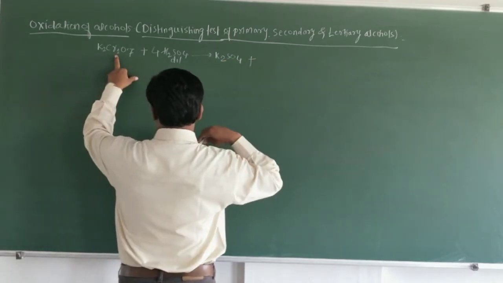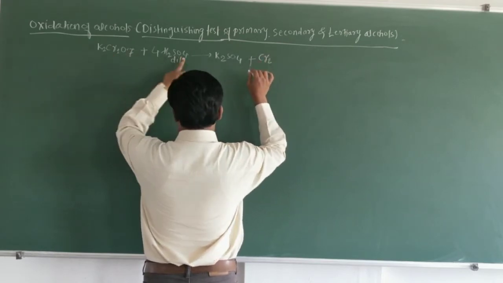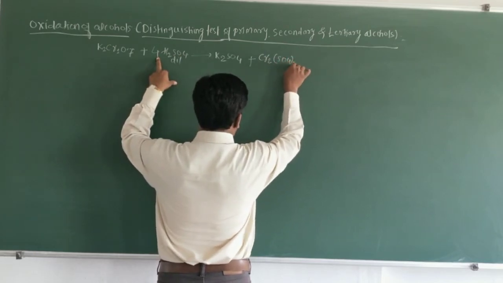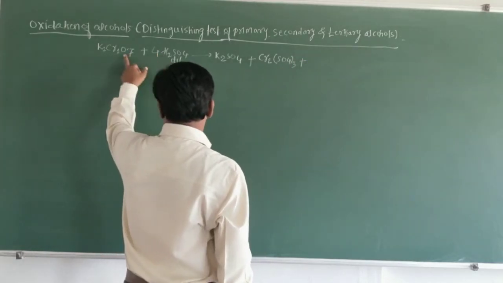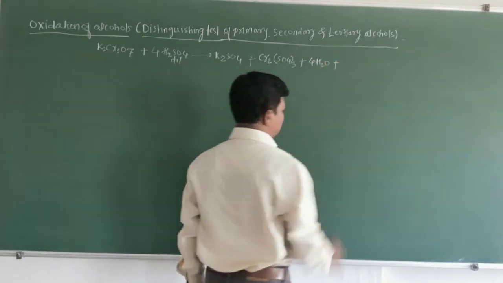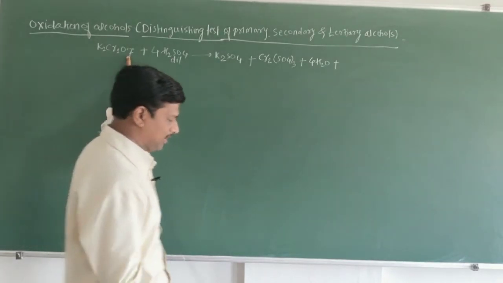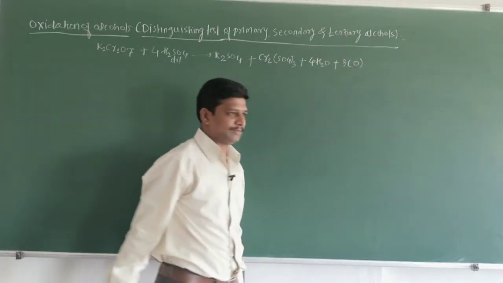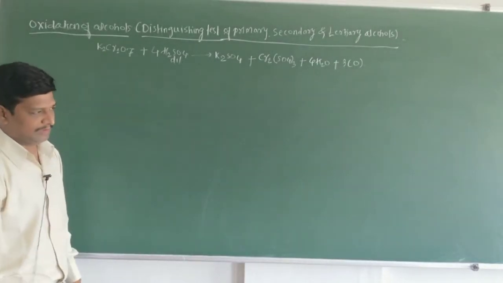Then from the potassium dichromate, Cr2, and the sulfate group is left 3 times, so Cr2(SO4)3, chromic sulfate, is formed. Then 4H2 and oxygen atoms form 4H2O. Now what is the remaining part in this reaction? Only oxygen atoms remain, 3 of them. So this is the balanced chemical reaction between potassium dichromate and sulfuric acid.